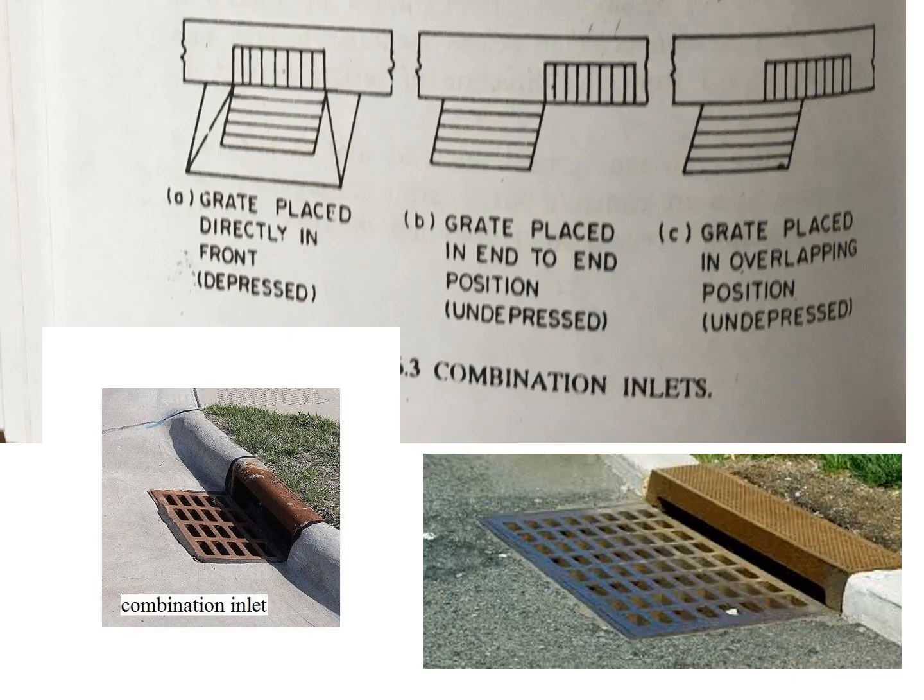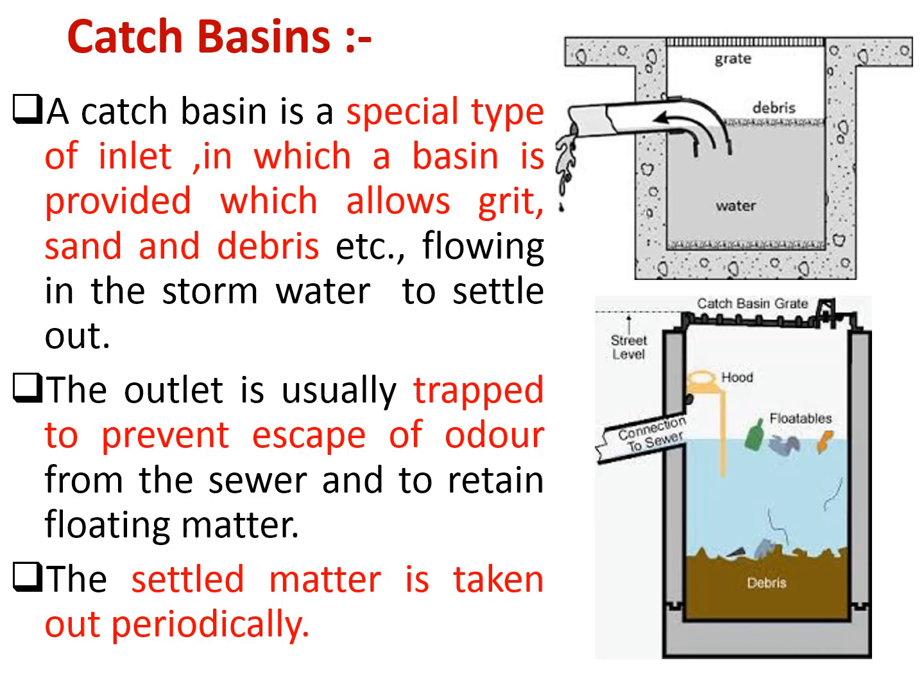Now here are all these different inlets that are shown in the particular figure. Here this is a combination inlet having horizontal as well as vertical inlet. Now the next unit is catch basins. Catch basins are special types of inlet.